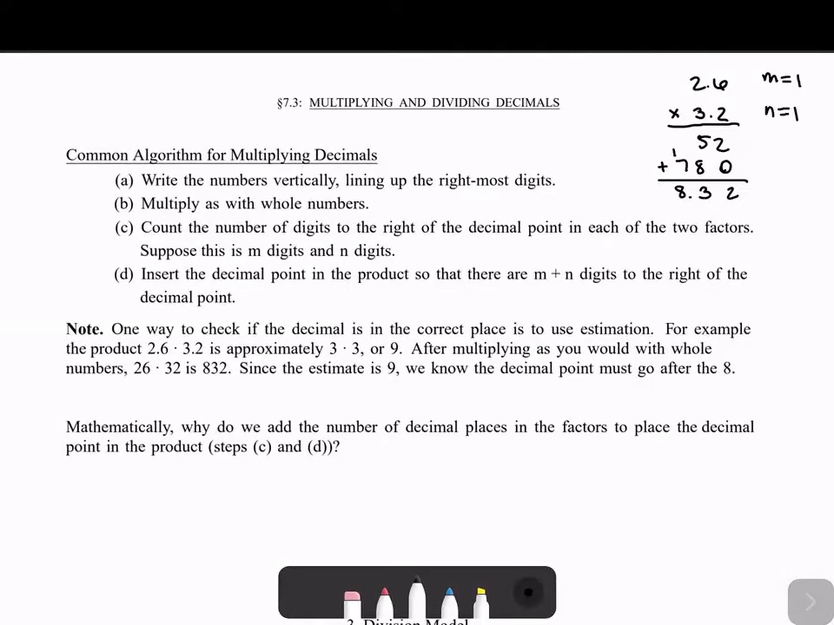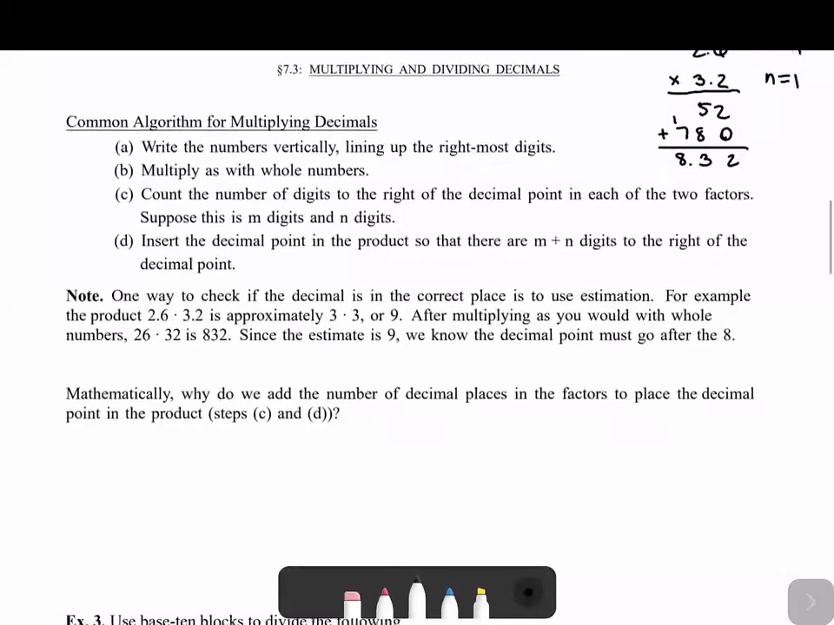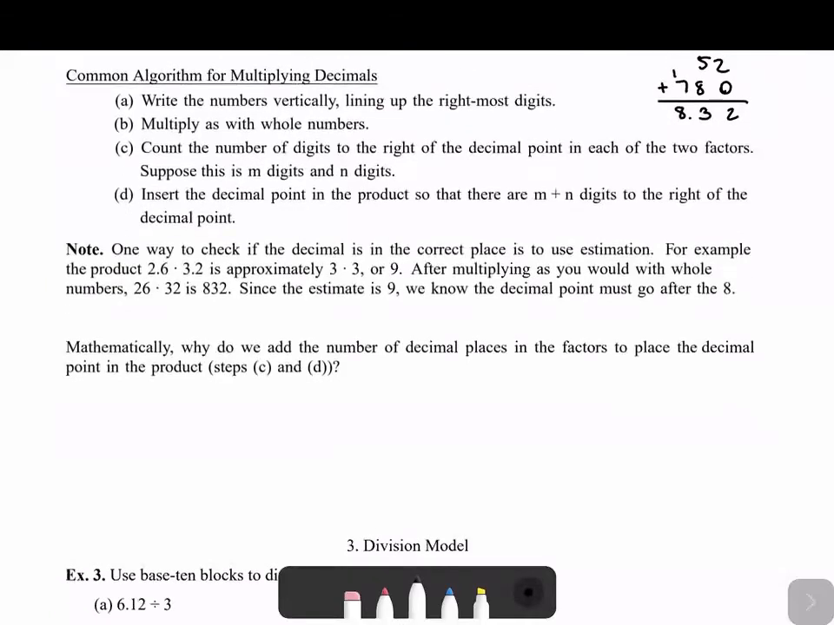We used base blocks to see that when one base block represents 1 in your factor, it changes in your product to preserve that 1 times 1 equals 1. Or just thinking about what it means to multiply fractions, which is what it means to multiply decimals, is that essentially we are multiplying a part times a part.